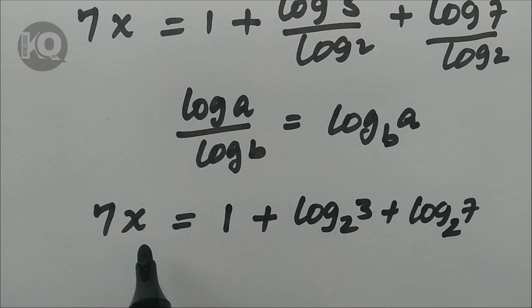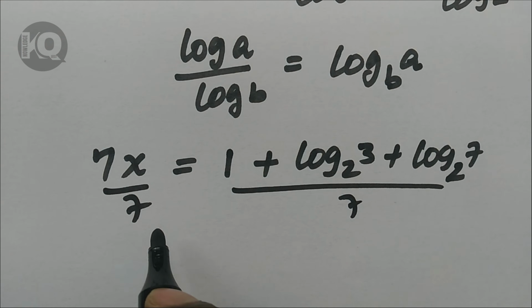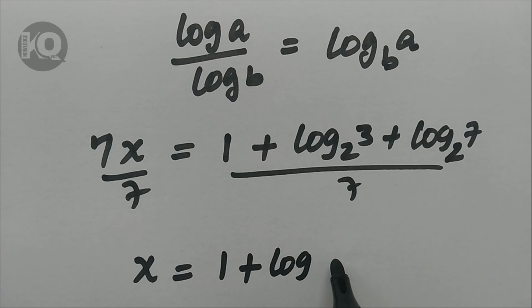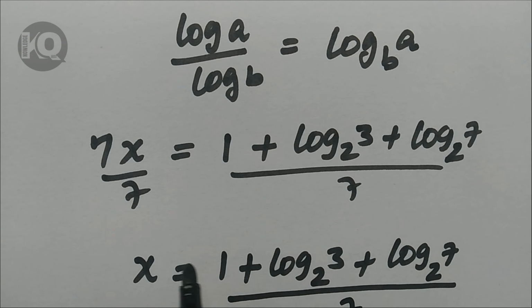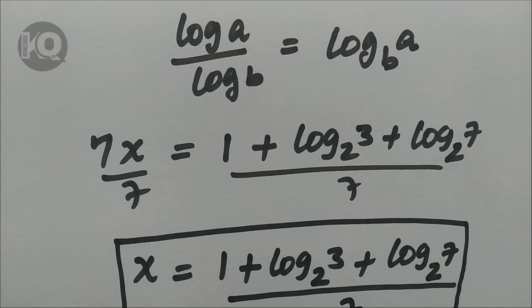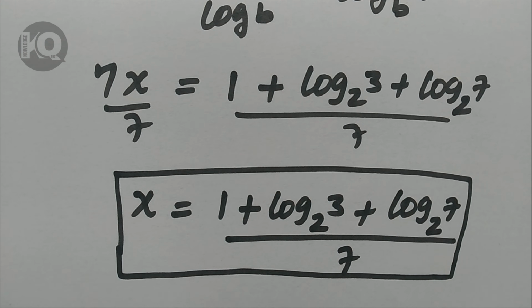So let's divide both sides by 7. Finally we have the value of x, which is equal to 1 plus log of 3 to the base 2 plus log of 7 to the base 2, divided by 7. This is the final value of x that satisfies our equation, but we have to check whether it satisfies the equation or not. So let's check it.